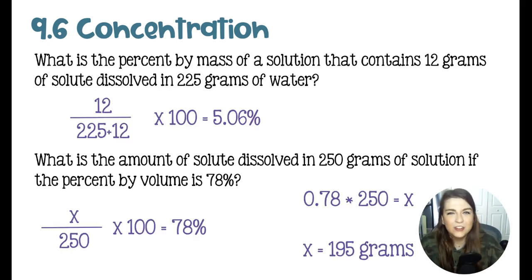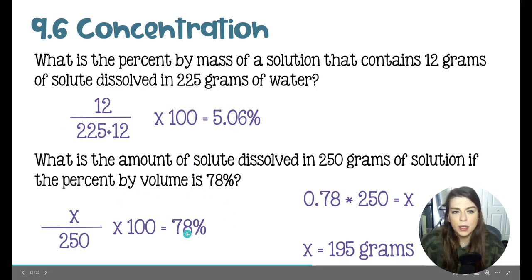When I set up these questions, I try to get it so that you kind of get the little tricks as we go. So for this first question, the 225 grams of water is just the solvent. That's not the entire solution. That's why I had to add the 12 grams of solute to the 225 grams of water across the bottom here. And the 12 is just the solute. This is the solvent and the solute, making the solution. So when we divide and multiply by 100, we get 5.06% for that percent by mass.